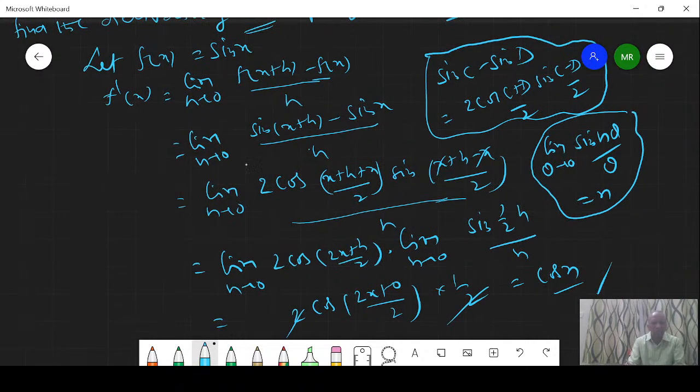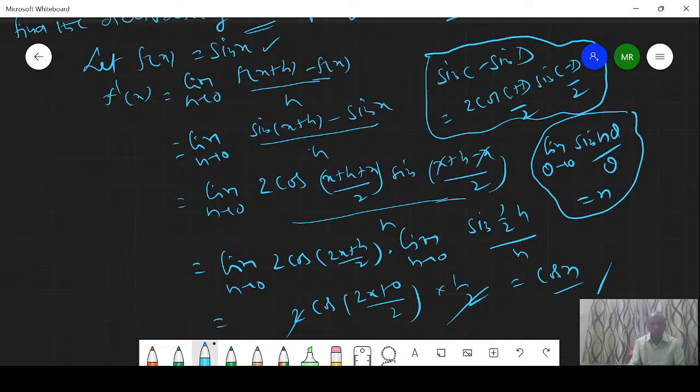So this is the easy method you can think of. You write f of x equal to sin x, f dash x equal to limit h tends to 0 of f of x plus h minus f of x by h. Replace x with x plus h: sin of x plus h minus sin x by h. Then sin c minus sin d, 2 cos of (c plus d) by 2, sin of (c minus d) by 2, by h.